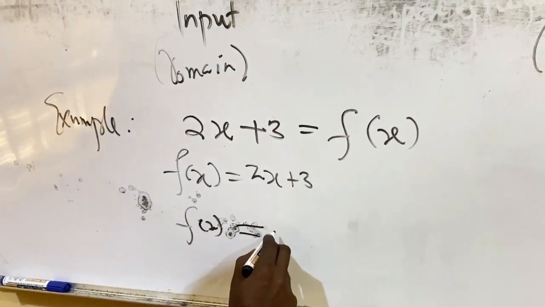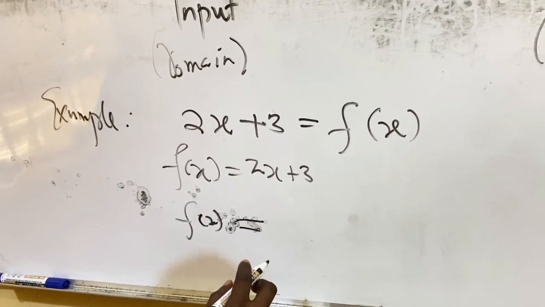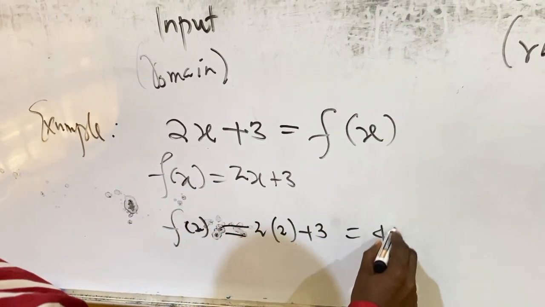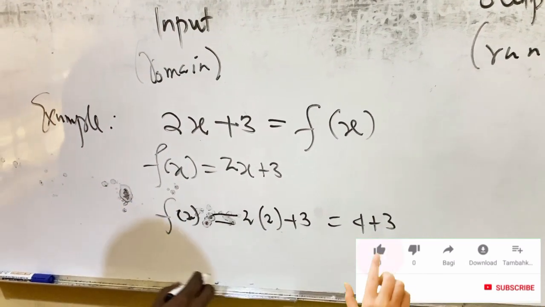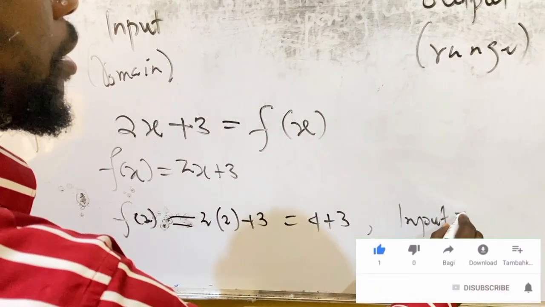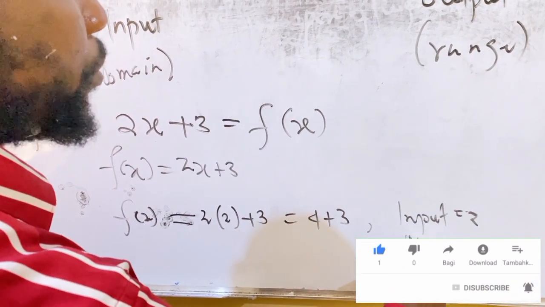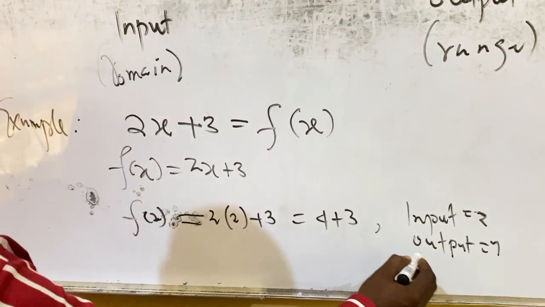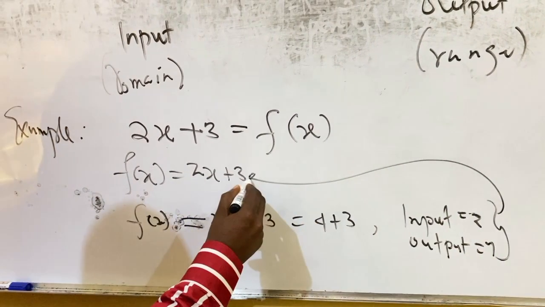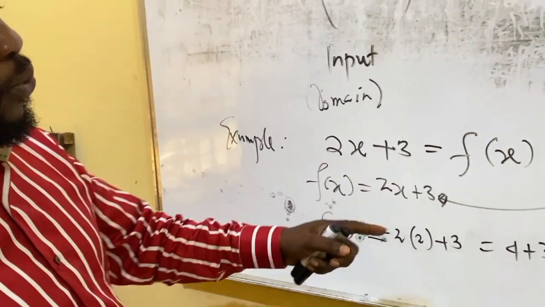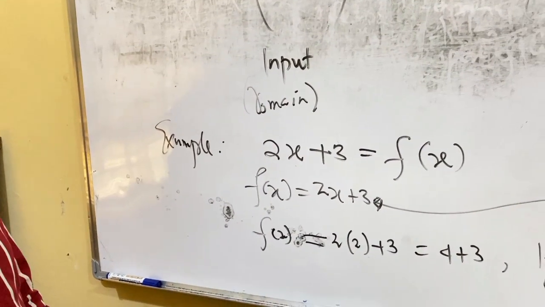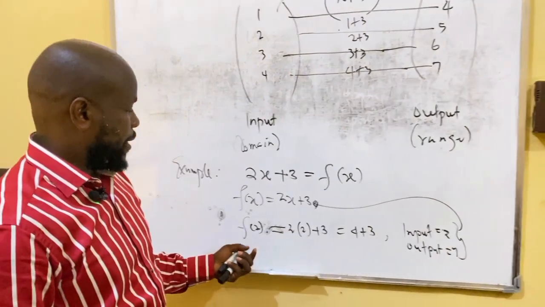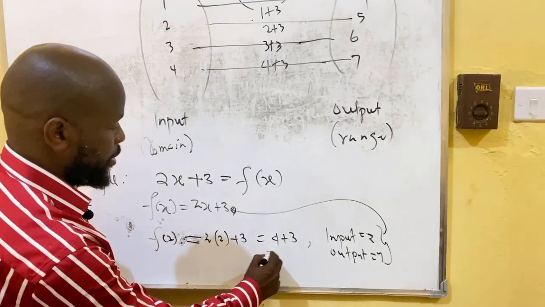This implies that we need to substitute x with 2 wherever we see x, and that will be 2 times 2 plus 3. And this gives 4 plus 3. So the input in this case is 2, and the output is 7. The function or the relationship that links these two together is this particular one here: f of x equals 2x plus 3. So with this simple example, we've also shown how to link the input 2 to an output 7, given this particular function.